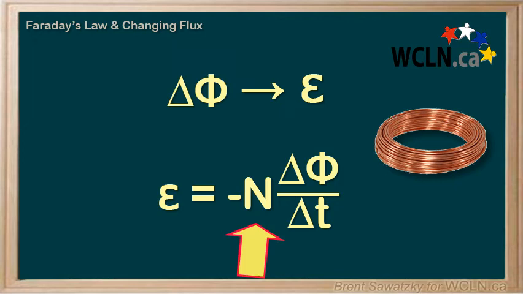And each loop experiences the same change in flux, and the resulting induced EMF is an accumulation from all these loops. So if we have 5 loops, then the accumulated change in flux and the induced EMF is 5 times the result as it would be with a single loop, or N equals 5. For 10 loops, N equals 10, and so on.